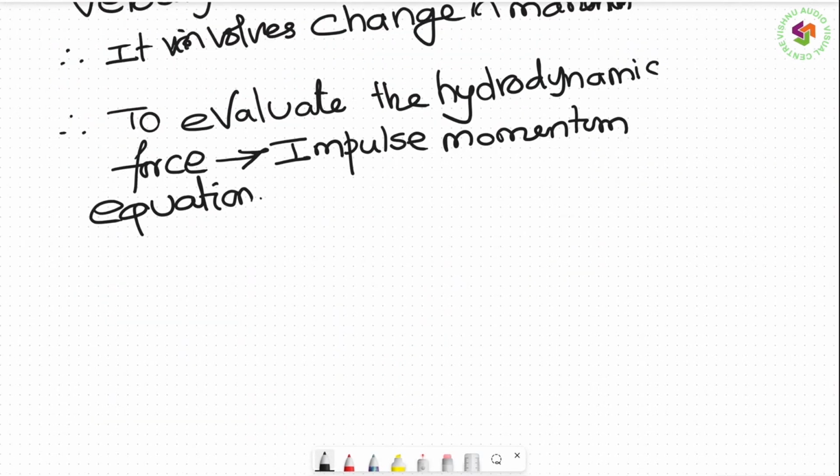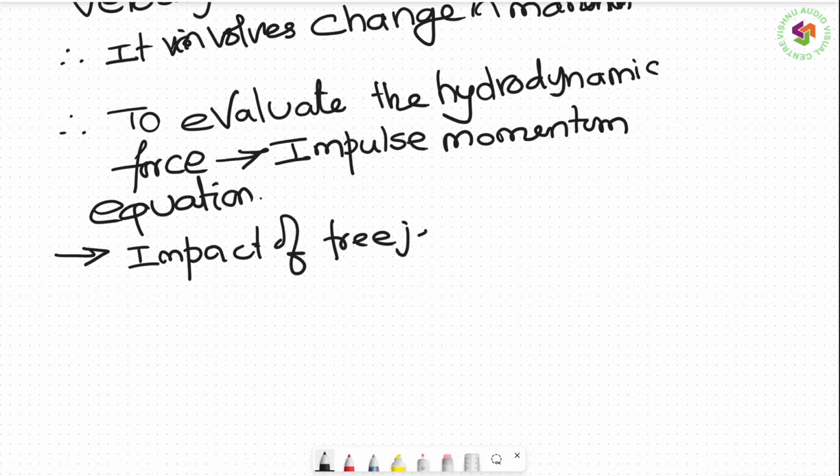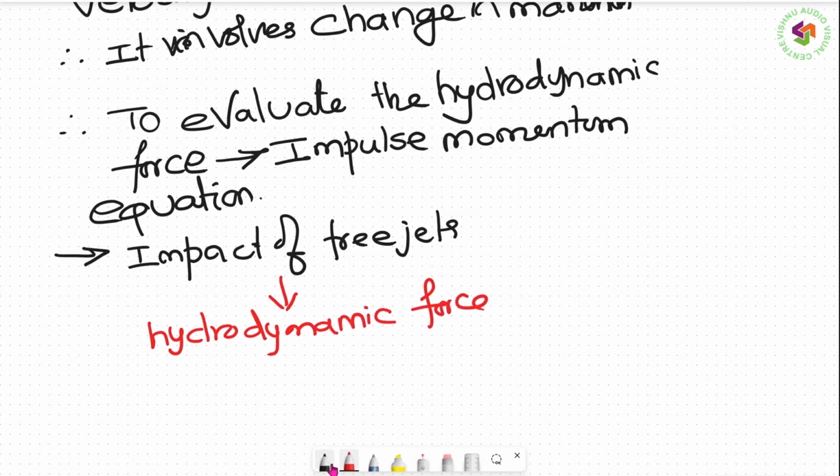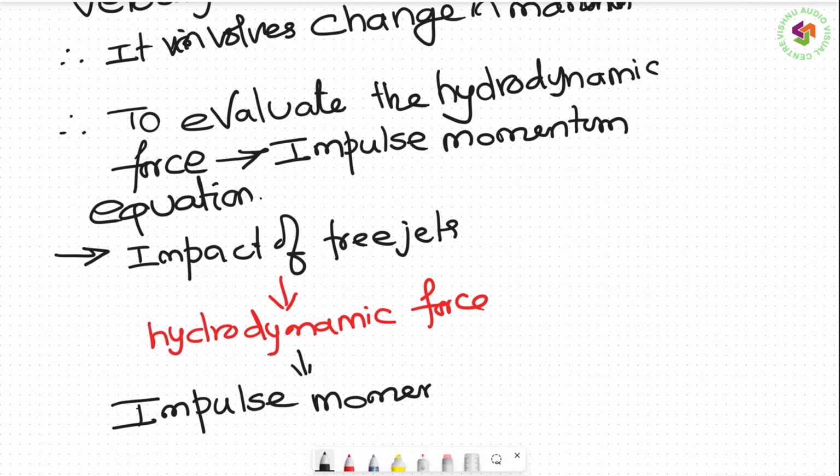So finally, the conclusion is what? The whole impact of free jets topic leads to the development of hydrodynamic force, and how to calculate this hydrodynamic force using the impulse momentum equation. So what is this impulse momentum equation?